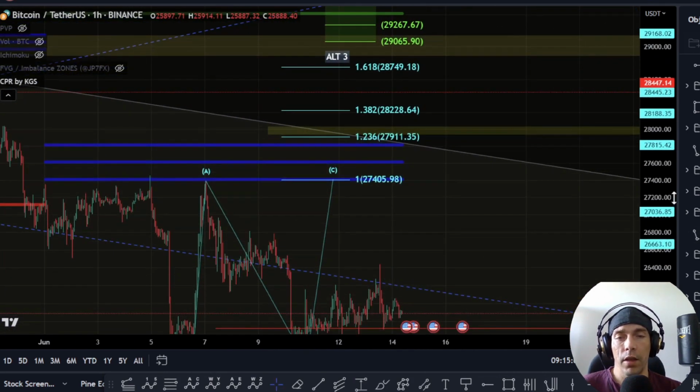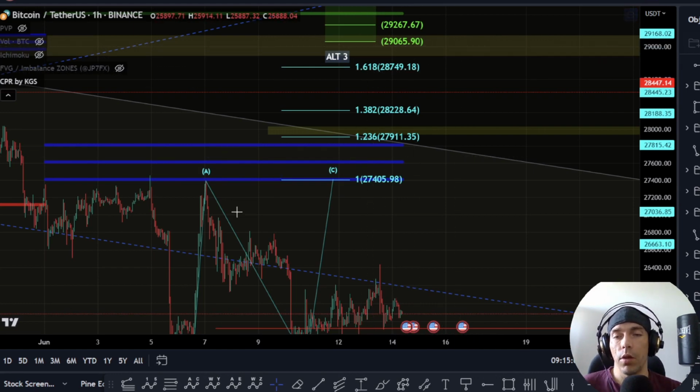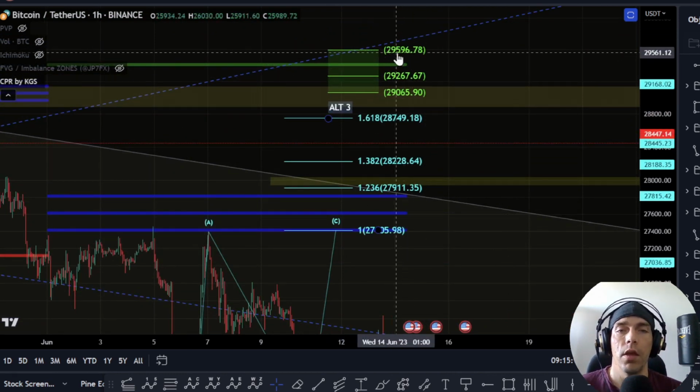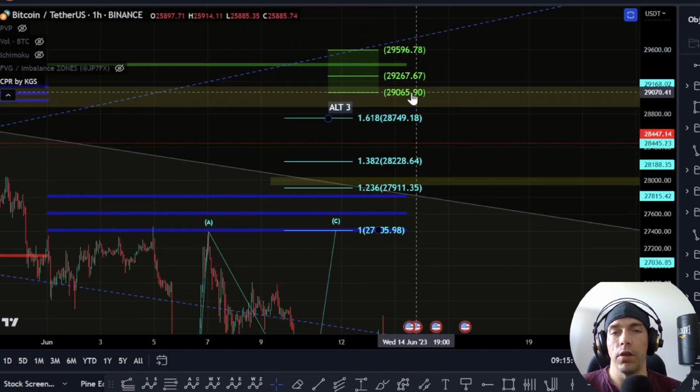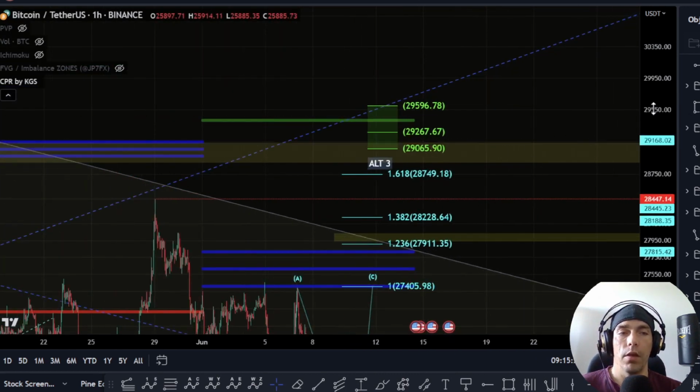However, as unlikely as it is, if we do see a move up towards this 1618 here, we could actually have this as a 1, 2, this a bigger third, fourth, and then we'd be looking for this 5th wave target here towards the zone of this 29,596 to this 29,065 area. This would bring us into the S1 line.